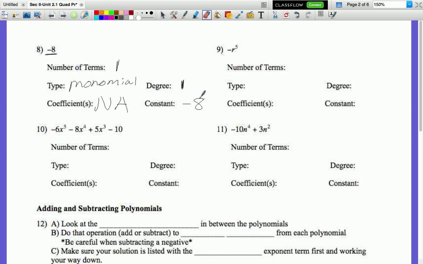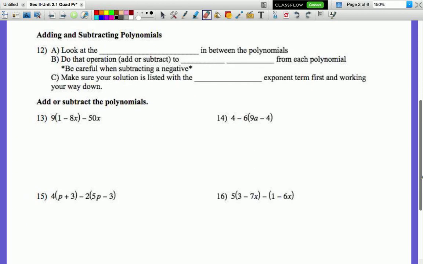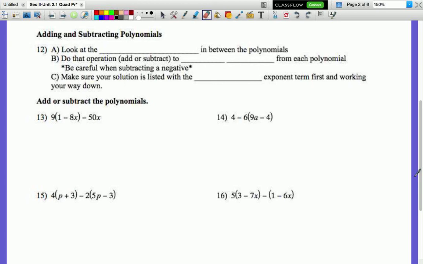Okay, there's 3 other problems that you can practice on your own and check the notes online to make sure that you got them correct. What we are going to do is jump down to adding and subtracting polynomials. First, we look at the operation in between the polynomials. Do that operation, add or subtract.